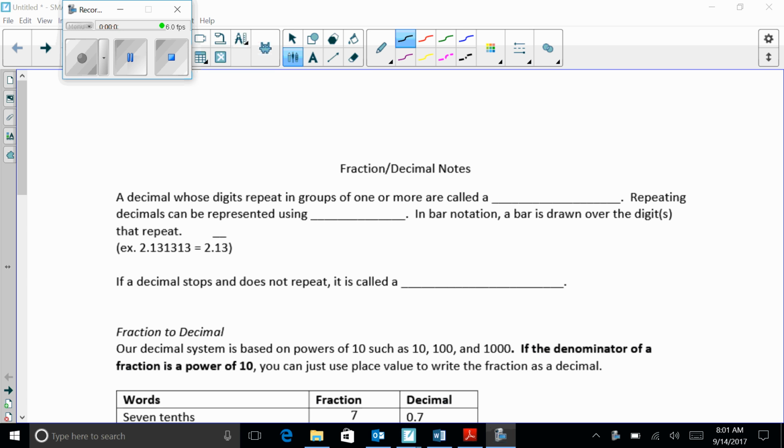Hey guys, this is Miss Nelson, and today you guys are going to be doing fraction to decimal notes, so converting between fractions and decimals.